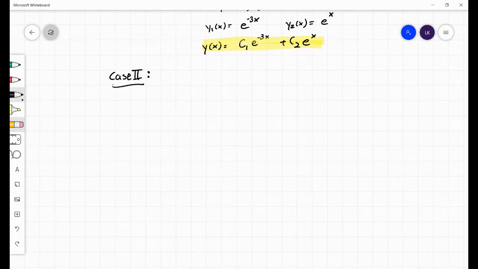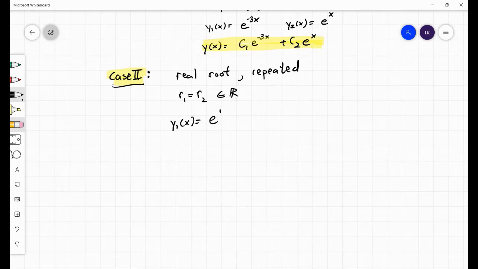So case 2 is a real root that's repeated, or has multiplicity 2. So root 1 and root 2 are equal, and they're real numbers. Then I can tell you that the solution is e to the r x, where r is that root. The second solution is the same thing, but that would be the problem, right? These wouldn't be independent. But if you multiply that by x, this will also be a solution and will be linearly independent from the first one.